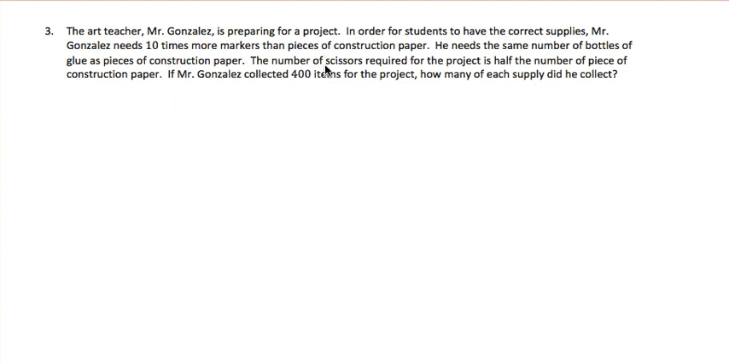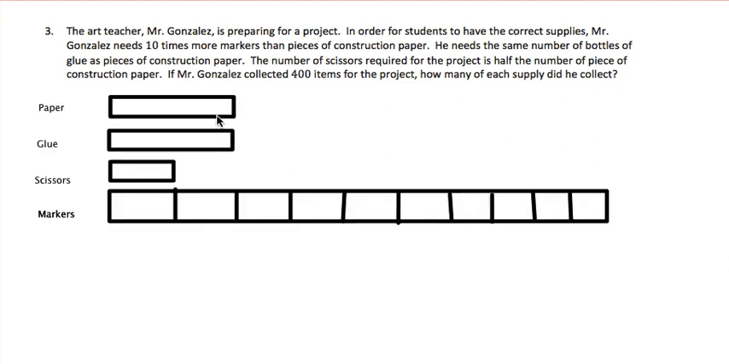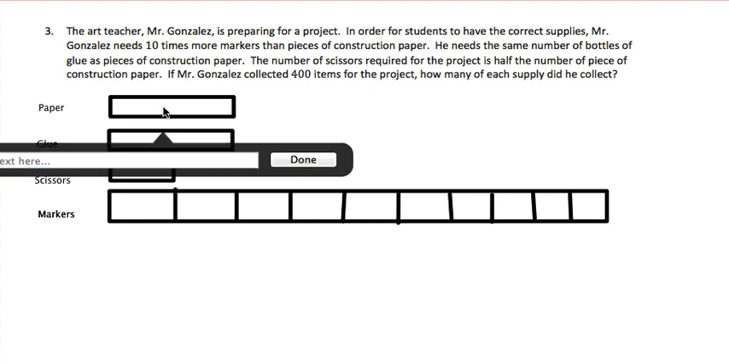We have 4 different supplies, so we'll need 4 different tape diagrams, so we'll draw those first. Now when we look at our tape diagrams, we know that he needs the same number of bottles of glue as pieces of construction paper. So we're making the paper and the glue the same size. And we're going to call this, well, let's call this P.